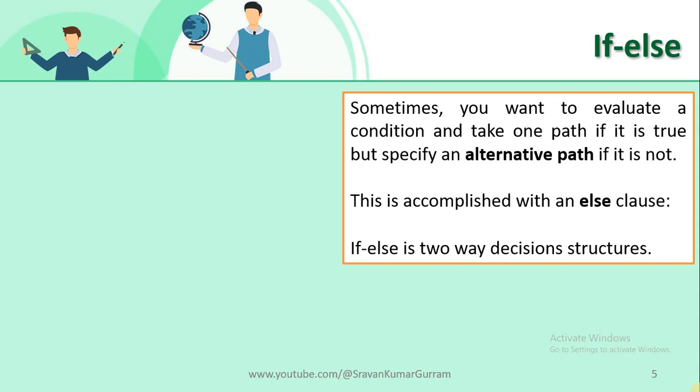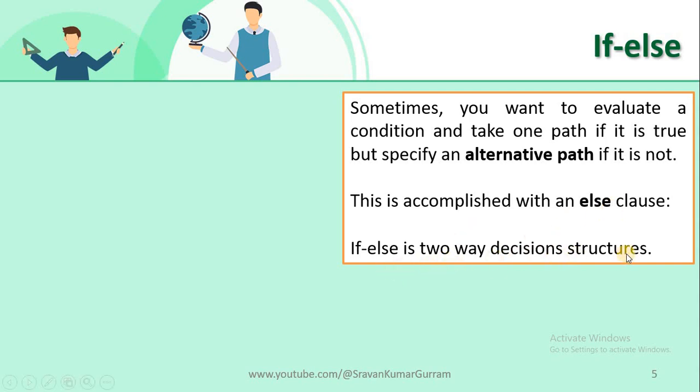But in the if structure, we are not mentioning any alternative path for when the given condition is false. If you want to specify such an alternative path, what you want to do when the given condition is false, in such cases you can use the else clause. If is called a one-way decision structure because there is only one way: if the condition is true, then some statements will be executed. That is one way.